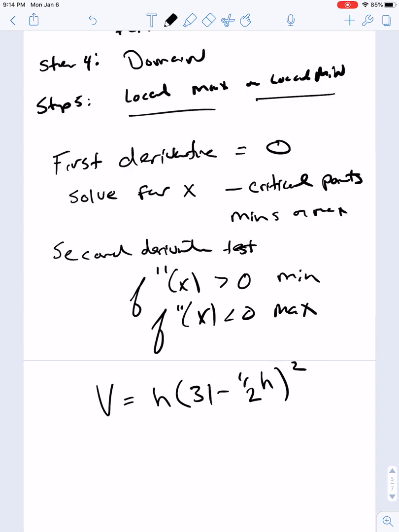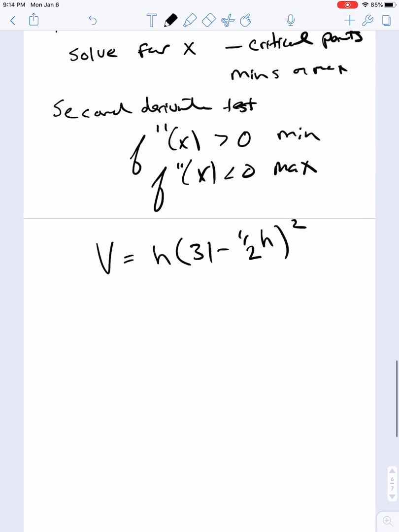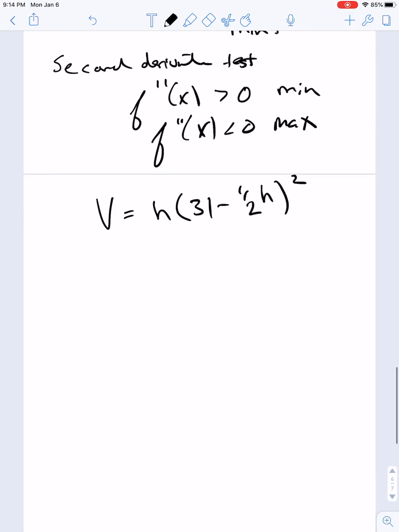For questions 5 and 6, this was another one that stumped a few people. It says find two positive integers such that their sum is 10 and the sum of their squares is a minimum. Try not to overthink this one. I know it feels like we're in calculus, we have to overthink it, but not always. So think about two integers where the sum is 10.